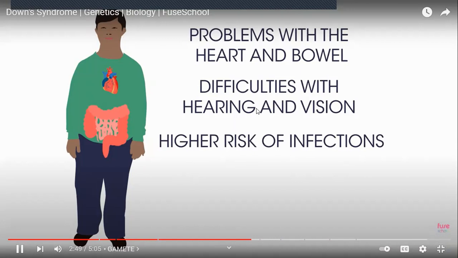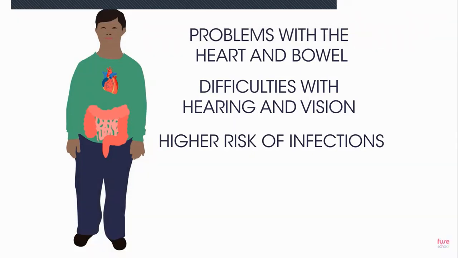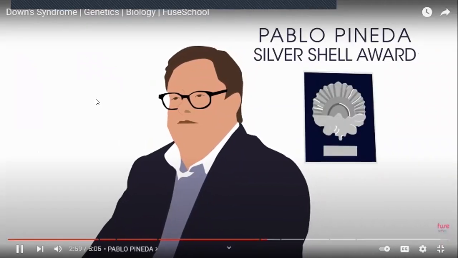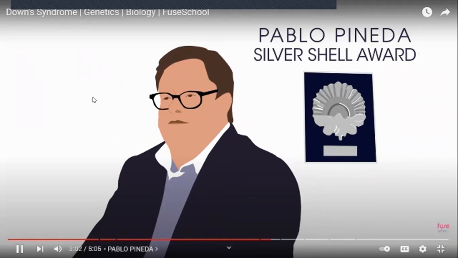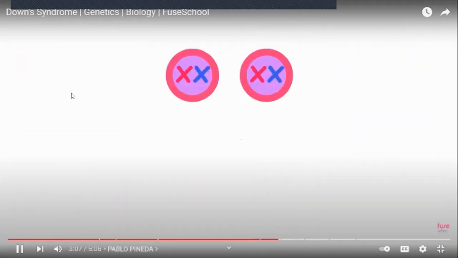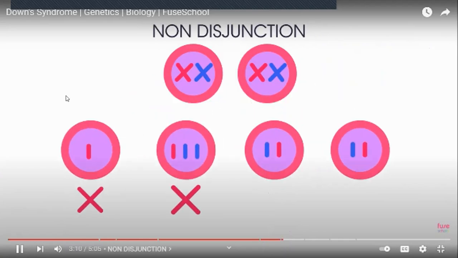However, everybody who has Down syndrome may be affected in different ways. Pablo Pineda, for example, a Spanish actor who won a Silver Shell Award in the San Sebastian Film Festival, was also the first person with Down syndrome in Europe to get a university degree. Non-disjunction does occur with other chromosomes, but these usually result in miscarriage.